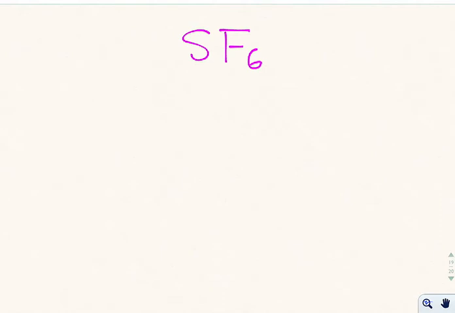SF6. So we take sulfur, which is in the middle, and sulfur has 1, 2, 3, 4, 5, 6 valence electrons. Okay, the first thing I want to be able to do is bond them to the fluorines. So I'm going to go ahead and take each one of these. I'm going to erase the valence structure, and I'm going to go ahead and draw the bonds. I'm going to say 1, 2, 3, 4, 5, 6, and I'm going to put F's there.